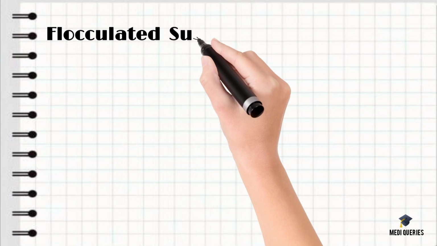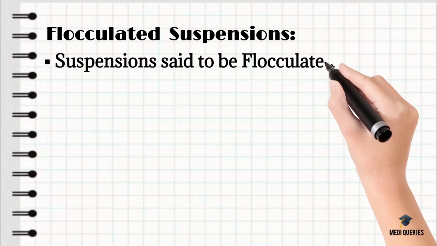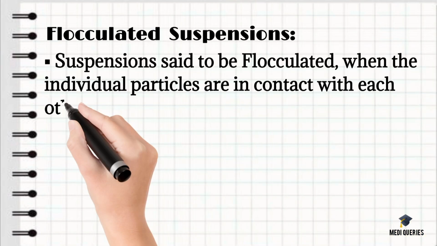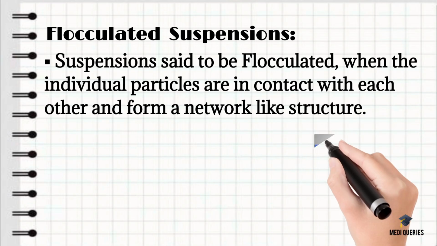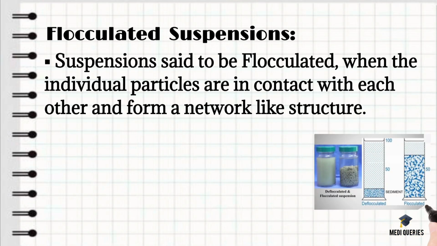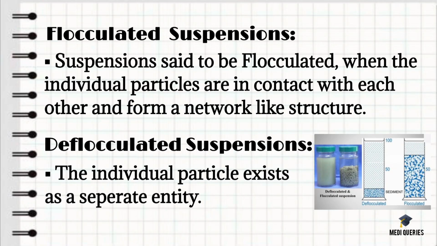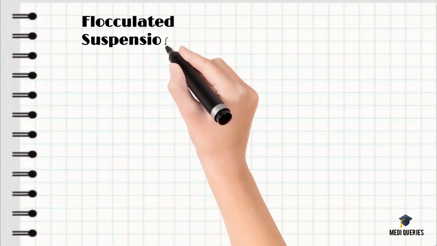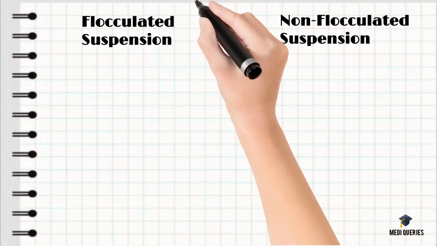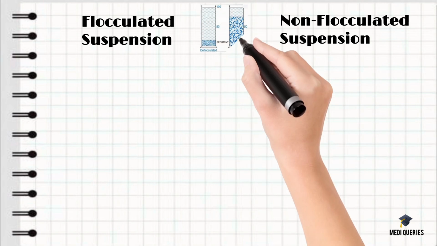Another category of classification of suspensions includes flocculated and non-flocculated suspensions. Suspensions are said to be flocculated when the individual particles are in contact with each other and form a network-like structure. Whereas in non-flocculated suspensions, the individual particles exist as separate entities. The following are the differences between the flocculated and non-flocculated suspensions.